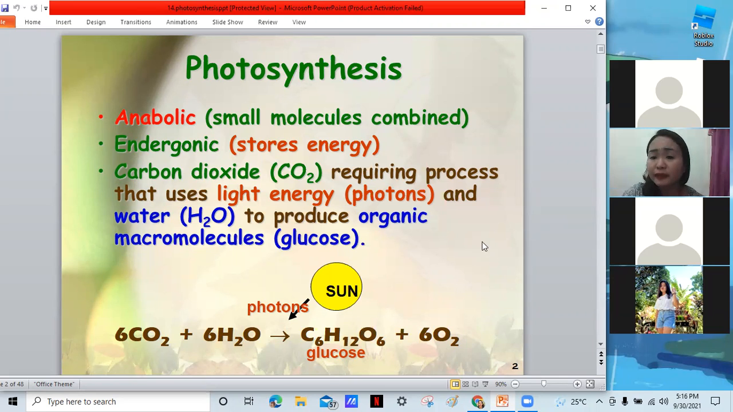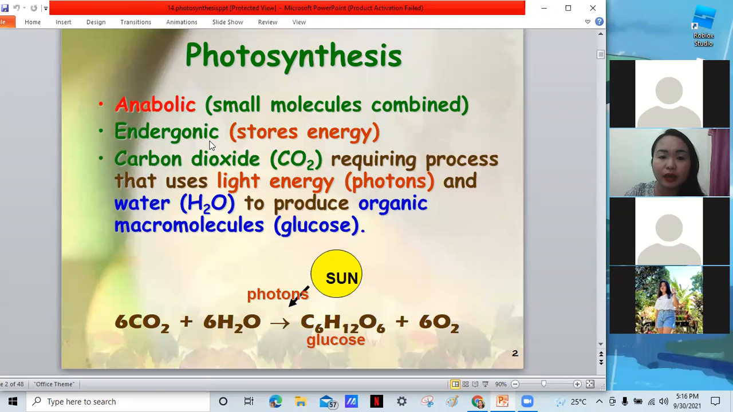In short, I always say that photosynthesis is the food making process by plants, but that doesn't mean that only plants are capable of photosynthesis. There are some bacteria and fungi that are capable of photosynthesis, but mainly we source our food from plants, which are the main autotrophs. You will learn later what autotrophs are.